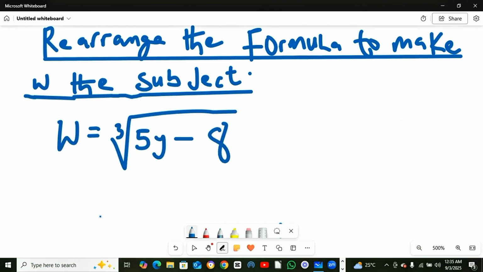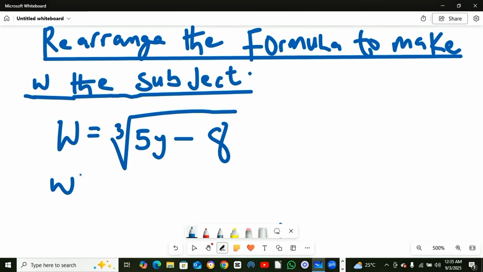Okay, so let's look at this one. We want to rearrange the formula to make w the subject now. We want to make w the subject of the formula. So the first thing we're going to do is to eliminate this cube root. For this cube root, we are introducing a cube. So whatever you do on this side, you do on the other side. So we introduce the cube.